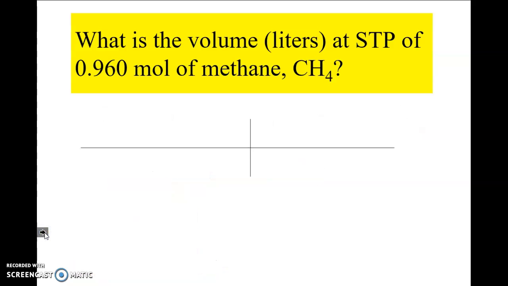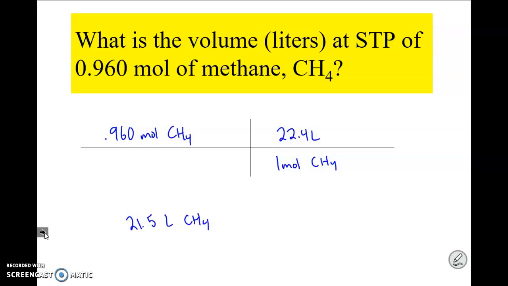So let's calculate. What is the volume at STP of 0.960 moles of CH4? Well, here's the conversion. For every 1 mole of this gas, CH4, we have 22.4 liters. Final answer, 21.5 liters of CH4. Very straightforward problem.